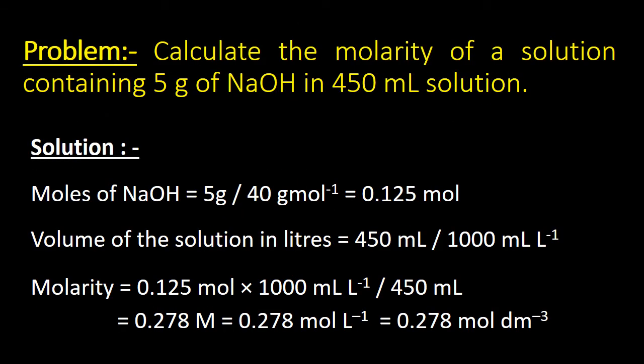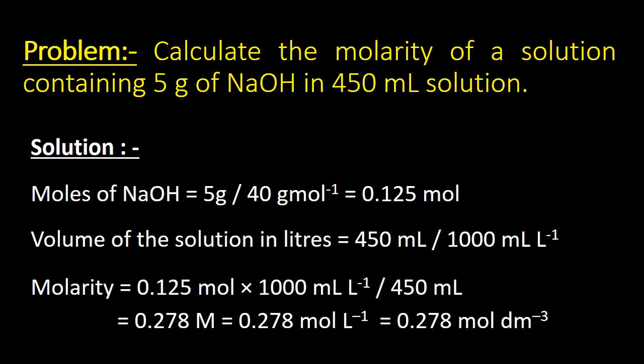So based on molarity, the problem is like this. Calculate the molarity of a solution containing 5 gram of NaOH in 450 ml solution. Here we need to calculate first the number of moles of NaOH. Number of moles can be calculated by mass by molar mass. Mass of NaOH is 5 gram and molar mass of NaOH is 40 gram per mole.